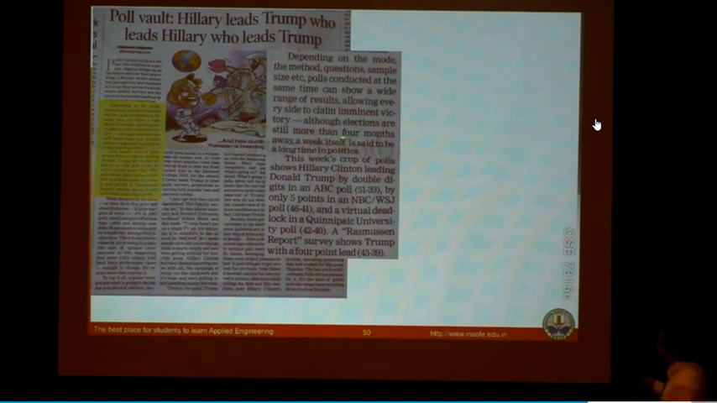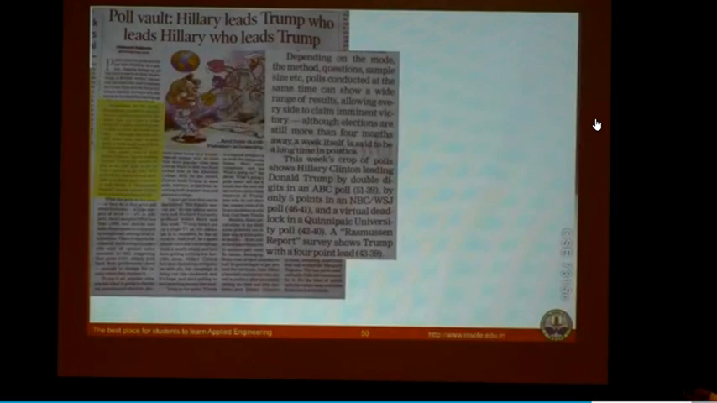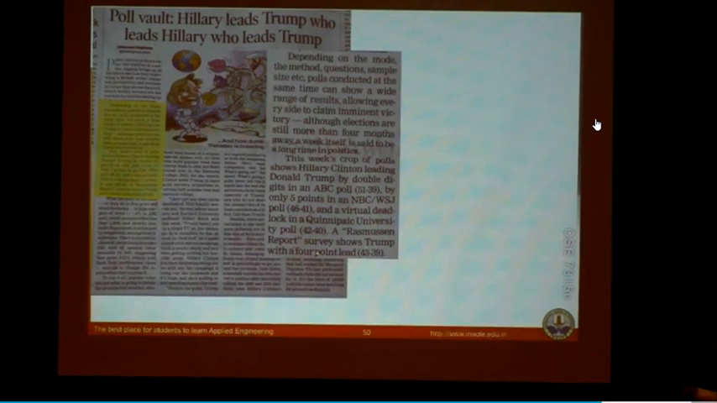All the elections are still more than 4 months away, so this was 4 months back actually, more than that. But in the last 4 days also the same thing is happening. Okay? Nice articles being written. So this week's crop of polls shows Hillary Clinton leading Donald Trump by double digits in an ABC poll, 51 to 39. Only 5 points in an NBC poll, 46 to 41. And a virtual deadlock in Winnipeg University, 42 to 40. Rasmussen report shows Trump leading with a 4 point, 43 to 39.